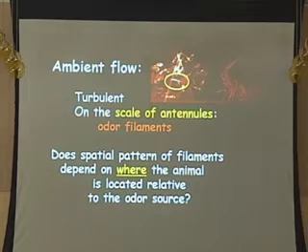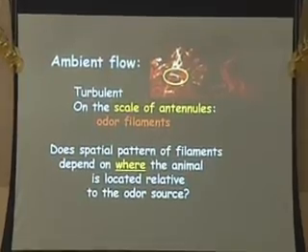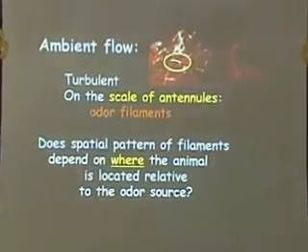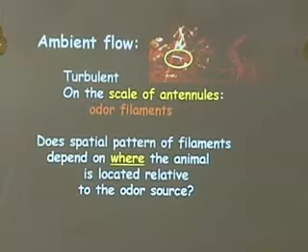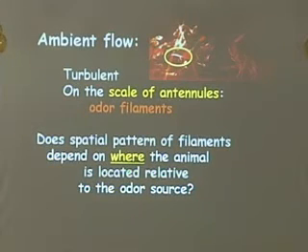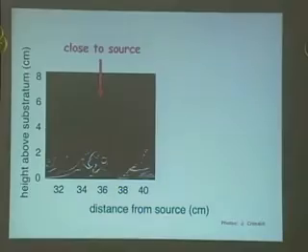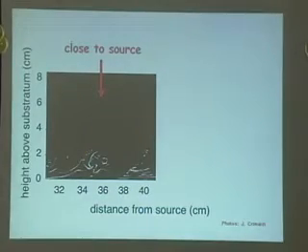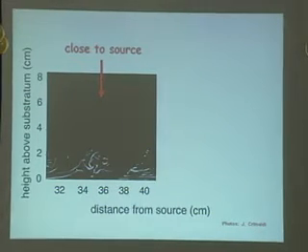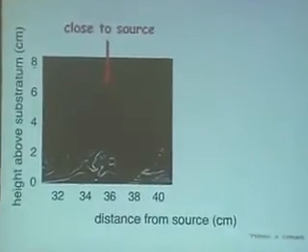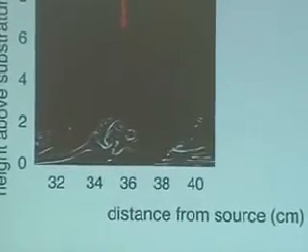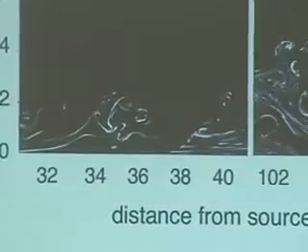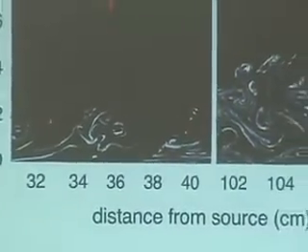And so one question we might want to ask is, does the spatial pattern of filaments in a turbulent odor plume depend on where the animal is located relative to the odor source? And that's been investigated by a number of people interested in turbulence, and let me just show you an example from some of John Crimaldi's work. This is a picture of what a turbulent odor plume looks like very close to the source, about 30 centimeters downstream from the odor source, and compare that with what the plume looks like further away from the source.